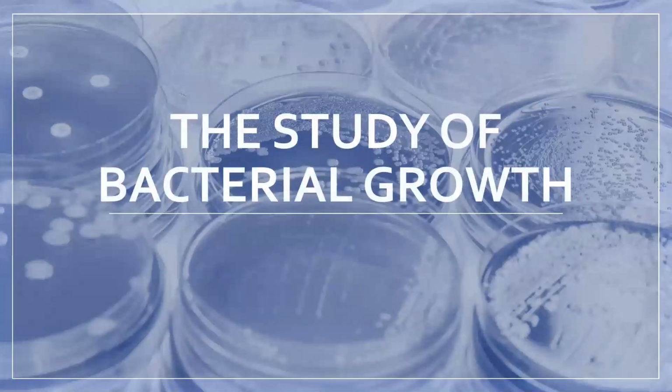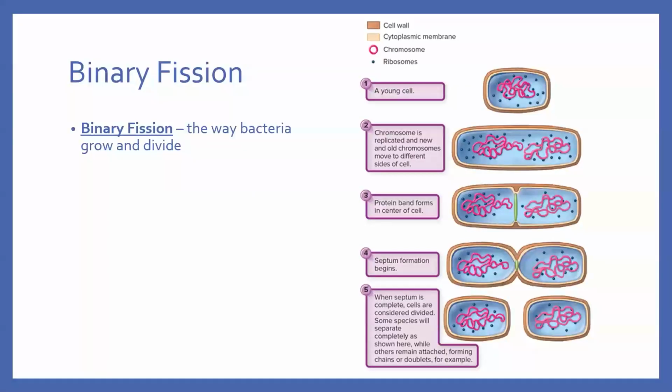Okay, so the last section of the chapter is on how we study bacterial growth in the lab. Okay, so before we get to that, it's important to talk about how bacteria divide. Bacteria divide through binary fission. So you have a single young cell, and it's maybe getting quorum sensing signals that says, hey, there's lots of space, we better divide.